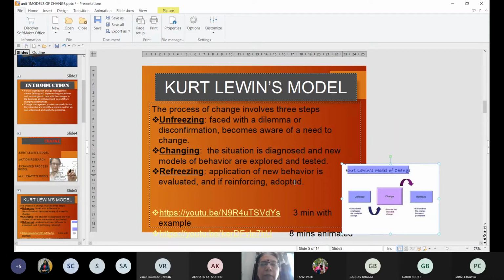To remember Kurt Lewin's model, you just need to keep one simple example in your mind, that of your ice tray in your freezer. Okay, so if you have an ice tray which is having old ice and you want to change that ice, what you do? You remove the tray from your freezer, that is unfreezing. Then you throw away the old ice, you wash your tray and then fill it with fresh water, that is changing. Then you keep that ice tray again in the freezer, that is called as refreezing. Okay, if you keep this in mind, you will easily remember Kurt Lewin's model.